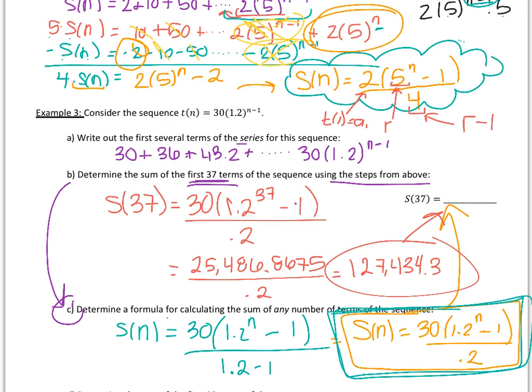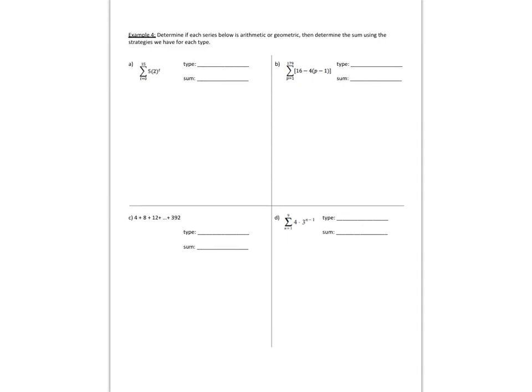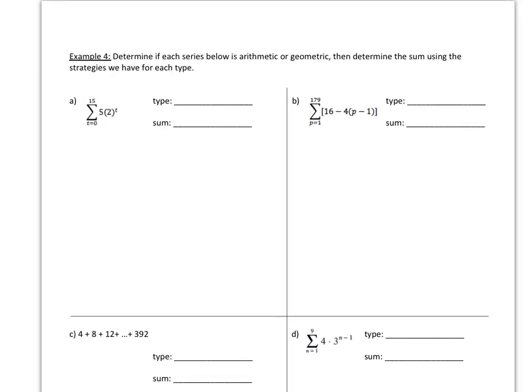Okay, so I just have a few more examples I want to work through on the next page. Okay, so on this page, there are 4 examples here. I'm actually going to skip example A because it would require us to go through the long process on A. So I'm actually going to skip to B. First of all, we are asked to determine if each series is arithmetic or geometric, then determine the sum based on what strategies we have.